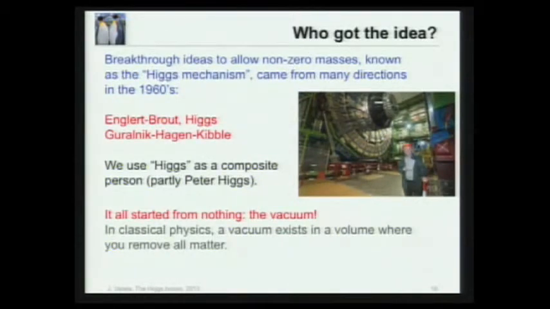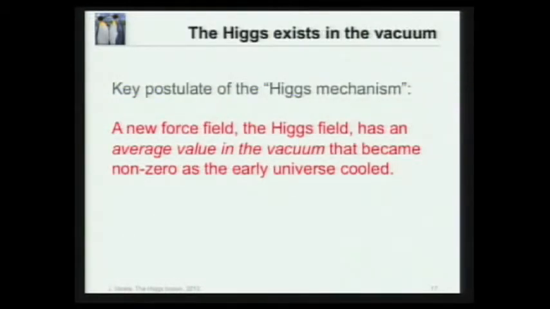Now, these ideas all started from nothing, from the vacuum. In classical physics, a vacuum exists in a volume where you remove all matter, right? You remove the matter, there is nothing, this is the vacuum. Now, here, the Higgs exists in the vacuum. The key postulate of the Higgs mechanism is to say we have a new force field, this Higgs field, that has an average value in the vacuum that became non-zero as the early universe cooled down. So we start seeing here a hint of a bridge to cosmology that I will exploit in the lecture tomorrow. But the main thing is that I have a field that fills the vacuum with an average value that is non-zero. So what does this field look like?